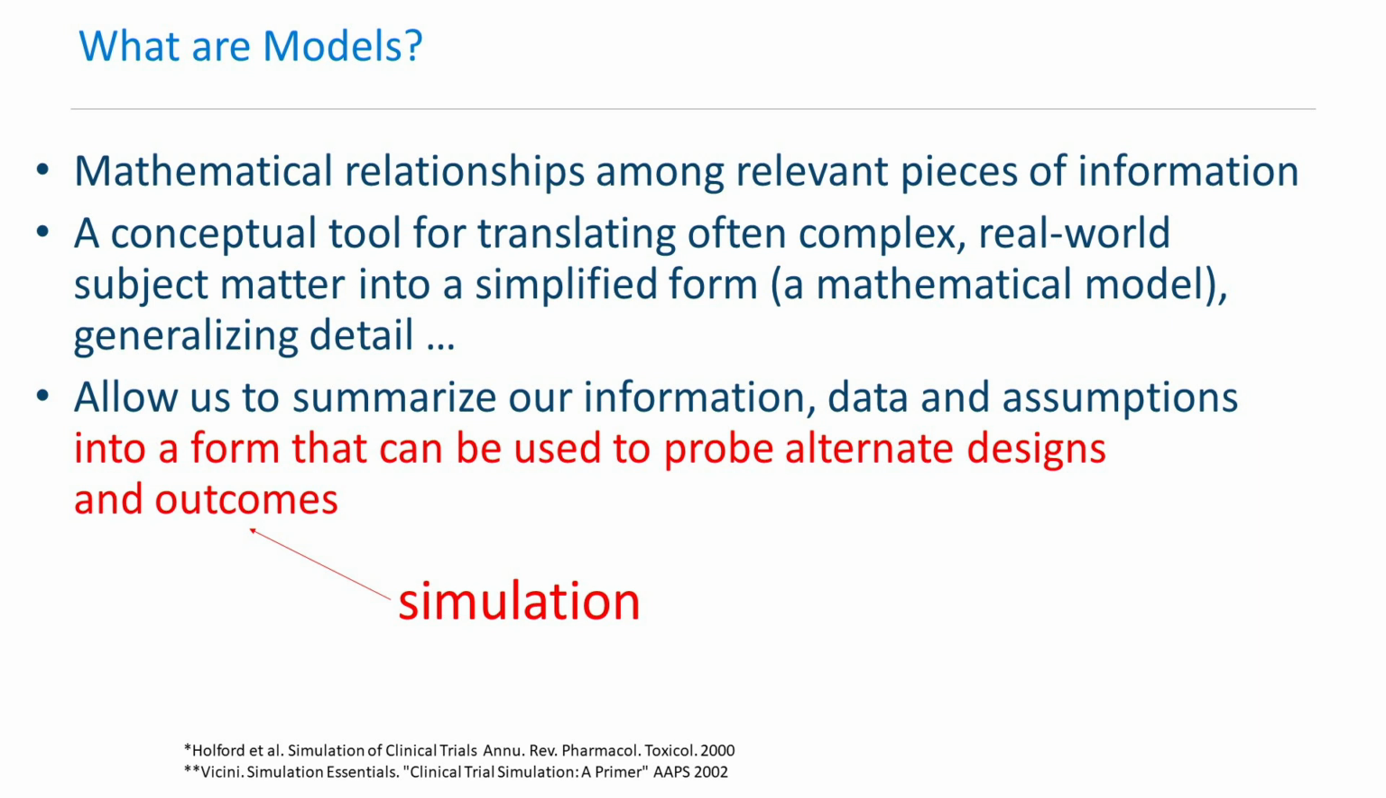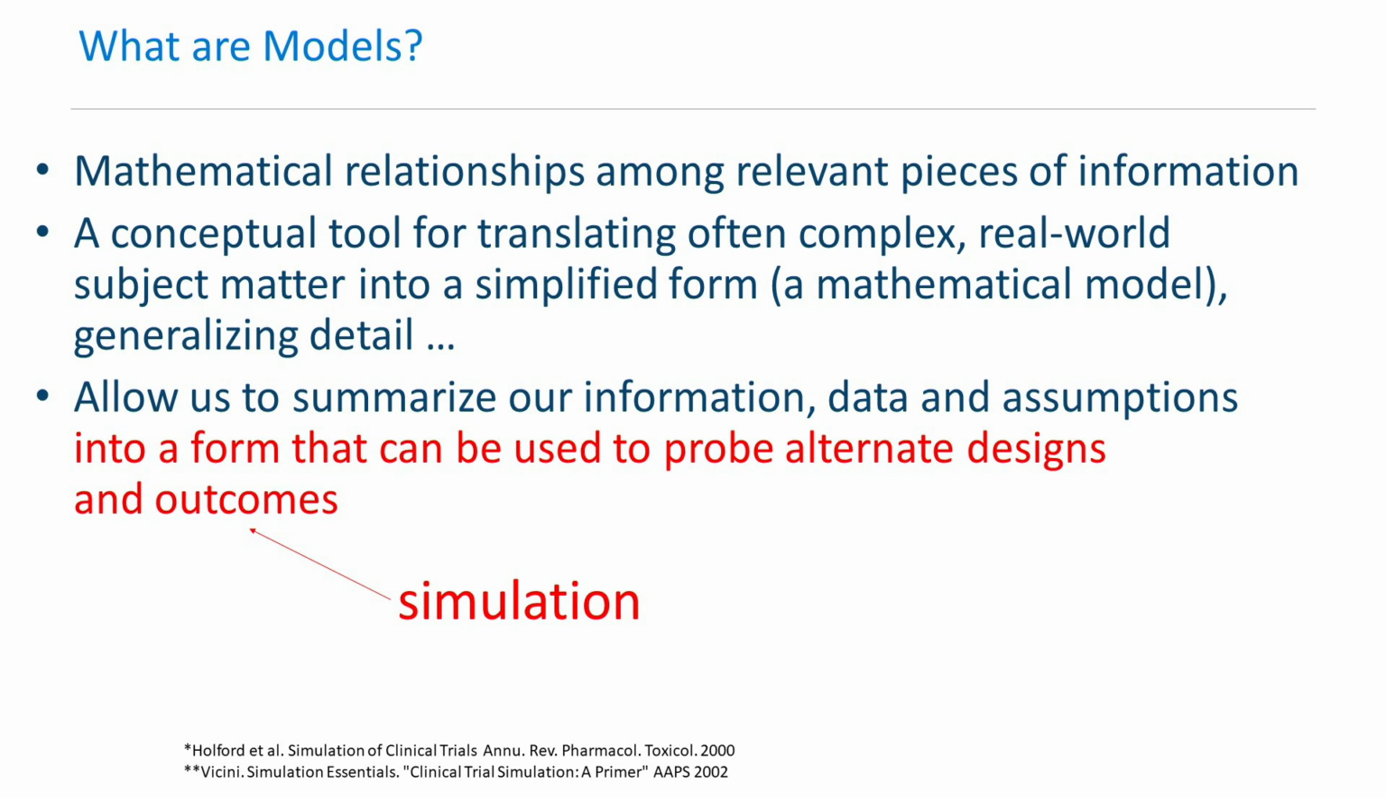At the very simplest form, models are mathematical relationships among relevant pieces of information. What I like to think of a model is a summary. It's a conceptual tool for translating complex, dirty, very heterogeneous real-world data into a simplified form, and that's a mathematical model. It's an equation. Yes, it generalizes the detail, so you're not going to see all of the small details that happen within each individual, but it gives us trends, and it allows us to summarize quite a lot of information into a succinct package.